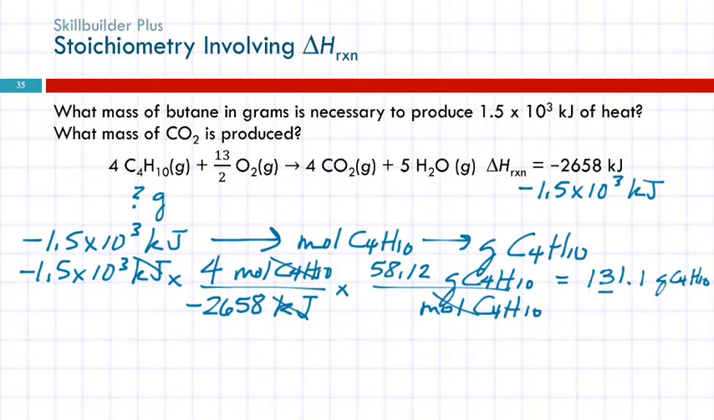Here I'm rounding in the tens place. I need to be careful. 131 is not the same as 13. So I could call this 130, or better, 1.3 times 10 to the 2 grams of butane. Any questions?